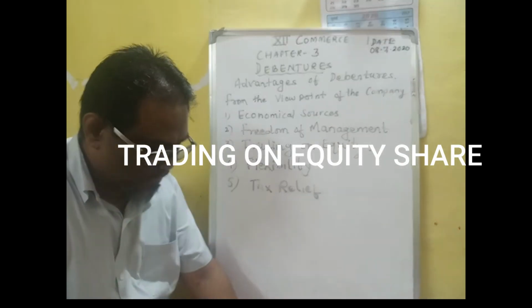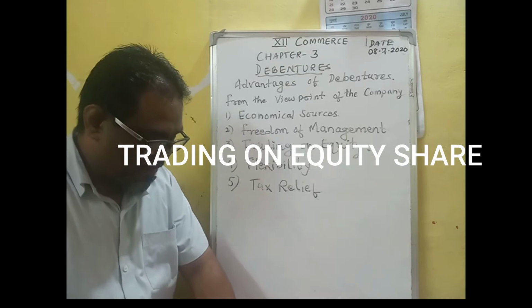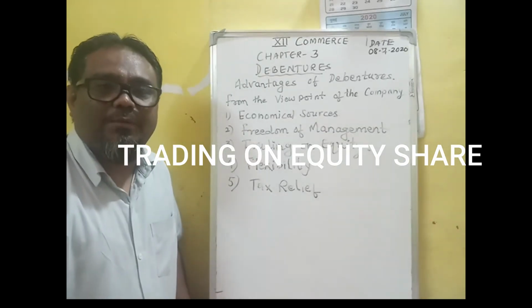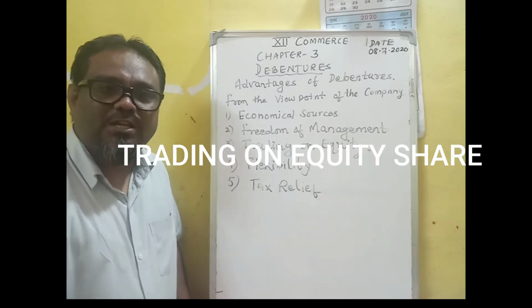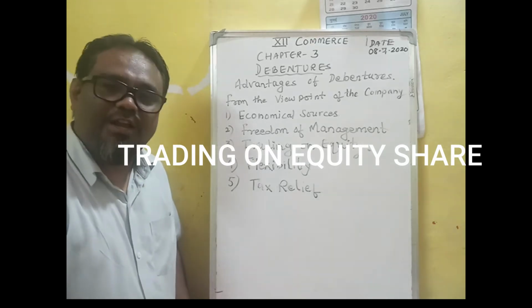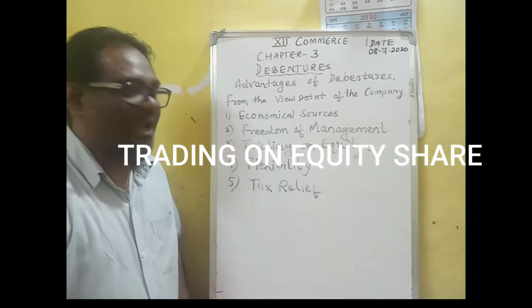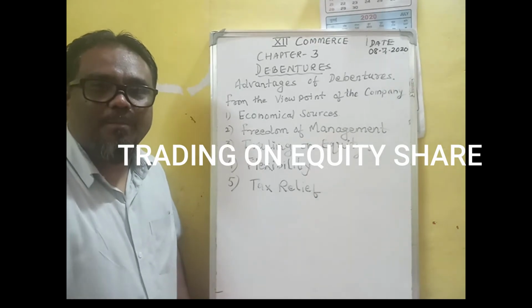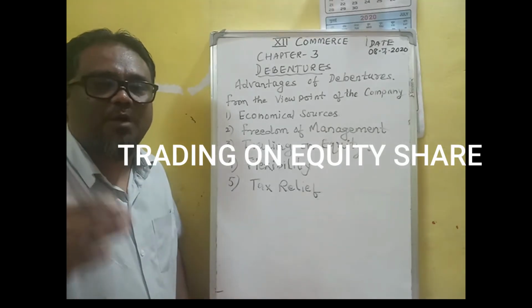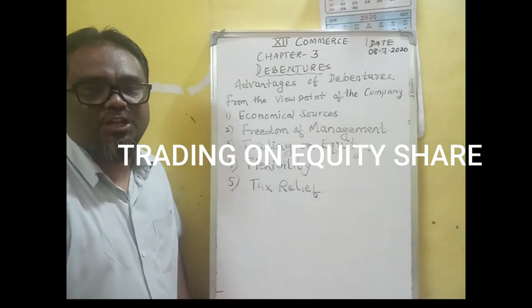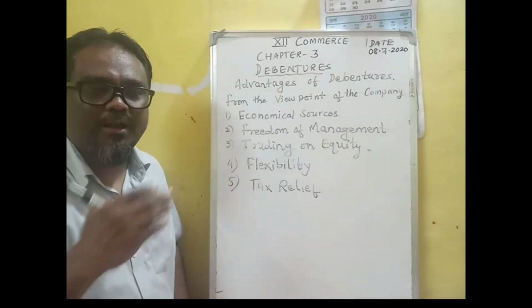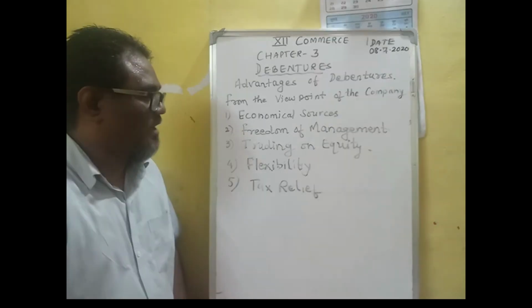In this way, the earnings of the company will increase by utilizing the debentures. As the debenture money is utilized in the company, the shareholders will get more and more dividend. First a fixed rate of interest is given to the debenture holders, and whatever is the surplus profit is given to the equity shareholders in the form of dividend. So equity shareholders can enjoy more and more dividend. This is known as trading on equity shares.